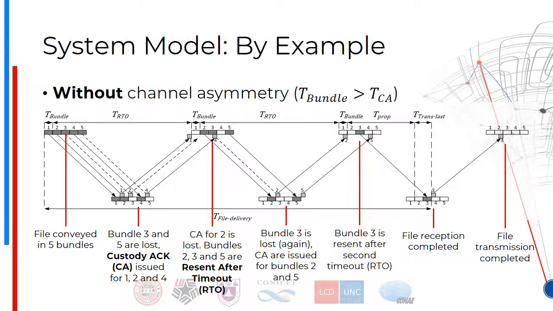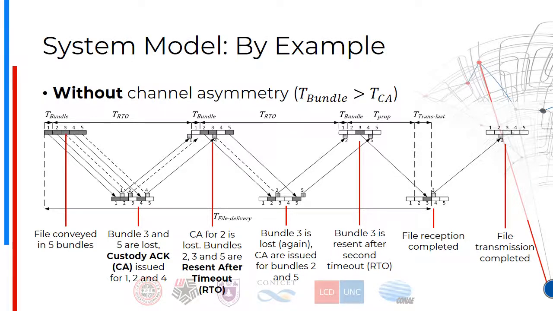These are going to be sent back to the sender node, and we see in this example that the custody acceptance for bundle number 2 is also lost on the way, right? So the original node receives acknowledgements 1 and 4, and these are the only bundles that are considered successfully transmitted. After this, the resend timer, the RTO, is met.